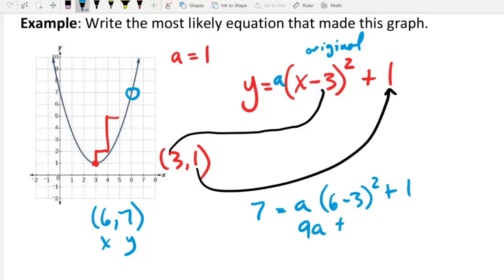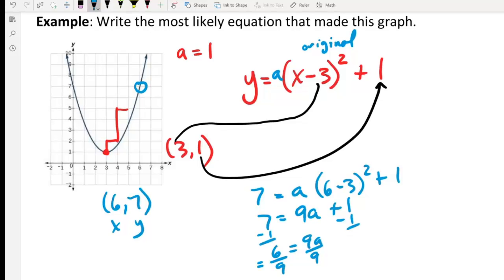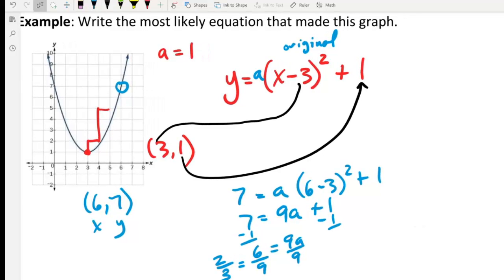6 minus 3 is 3, and squared is 9. We take away 1 from both sides and divide by 9. 6 over 9 is 2/3. So the a value is 2/3. Everything in blue is optional and will not be on the test.